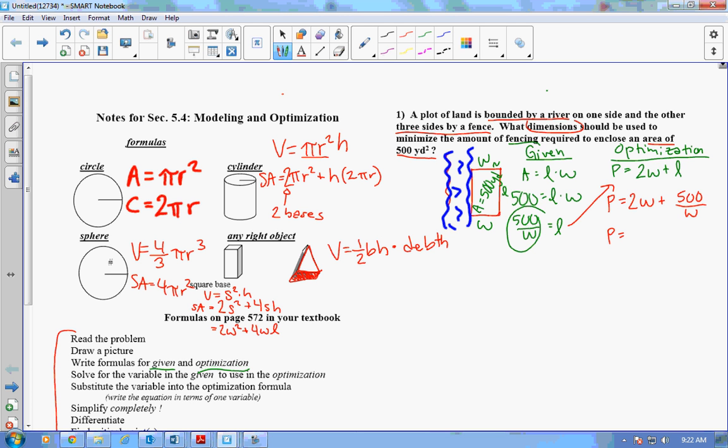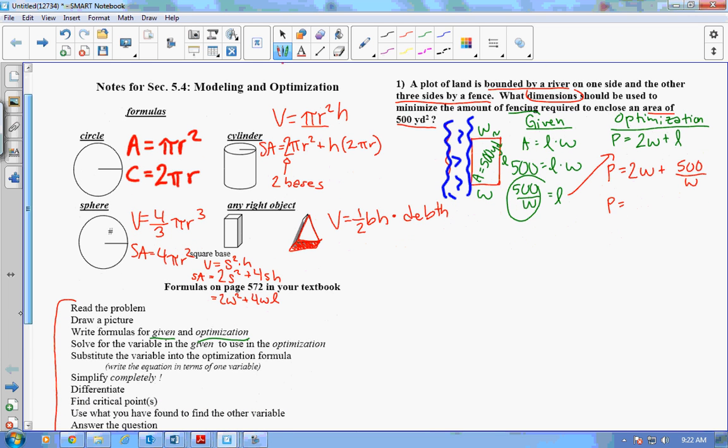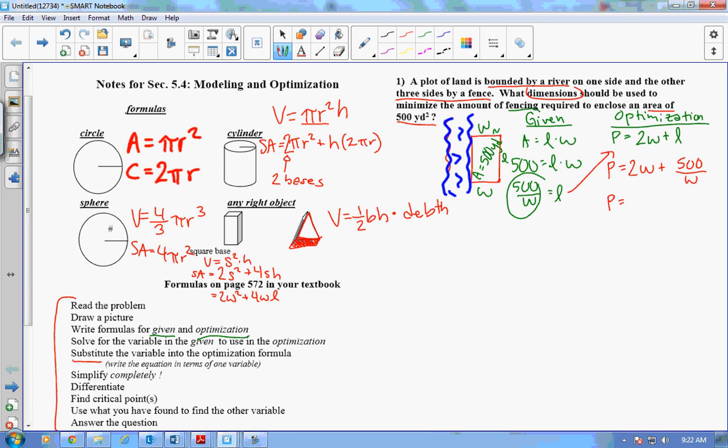Well, we actually might not need to simplify it. I think we can just leave it there. The next step is, we've done that. We substitute the variable into the optimization, write the equation in terms of one variable. Did we get it in terms of just one variable? All W's now? Now we're going to simplify. Yeah, I think we're done there.